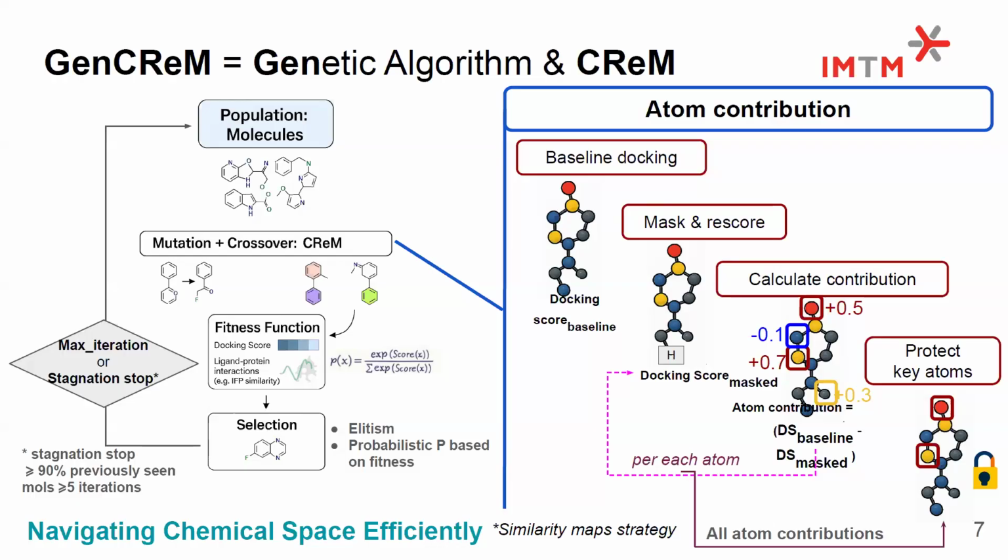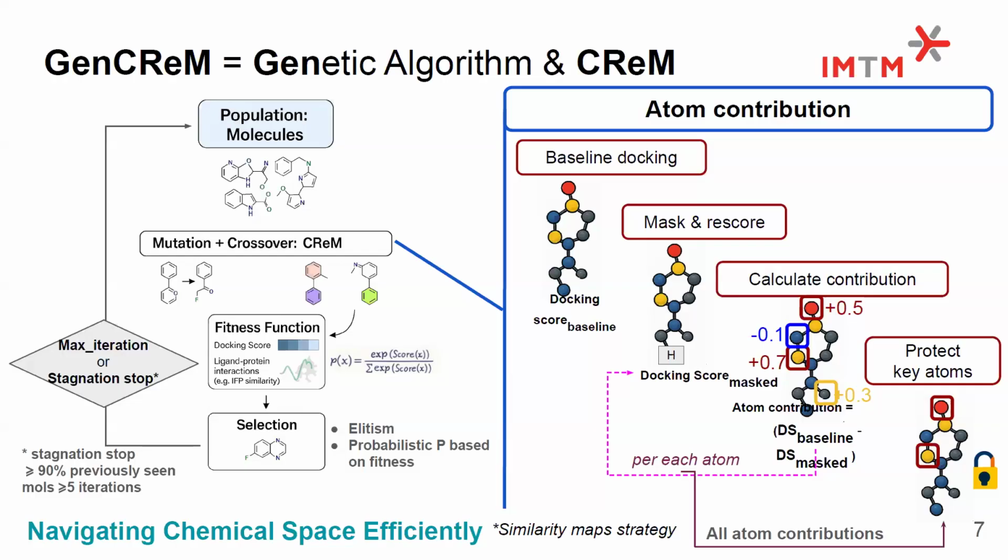After we mask an atom with hydrogen, we rescore this molecule with the hidden atom, and we calculate the difference between the baseline docking score and the docking score with the hidden atom. We do this iteratively for each atom, and like this we get the atom contribution for each atom. It can be negative or positive, depending on whether we improve or worsen our docking score.